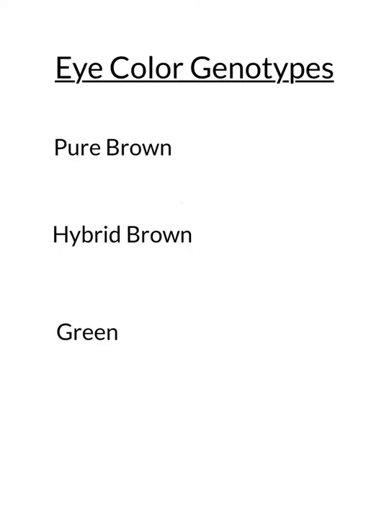Before we start our Punnett square crosses, let's look at the possible genotypes. There are 3 possible genotypes for eye color. You could have pure brown eyes, being the dominant trait. That would mean that we have 2 dominant brown-eyed traits. We could have hybrid brown eyes, meaning that we have a combination of 1 dominant brown-eyed trait and 1 recessive green-eyed trait. Or we could have green eyes, meaning that we have a combination of 2 recessive green-eyed traits.